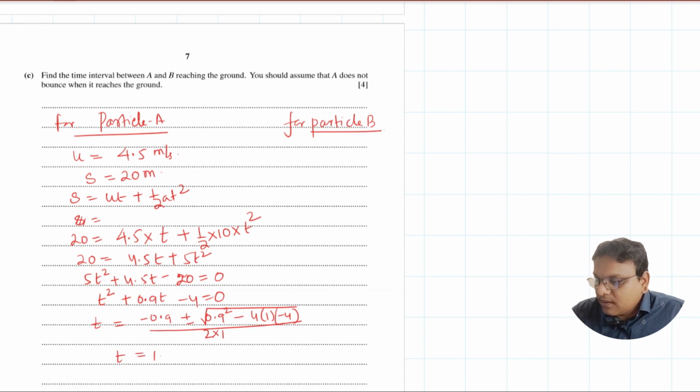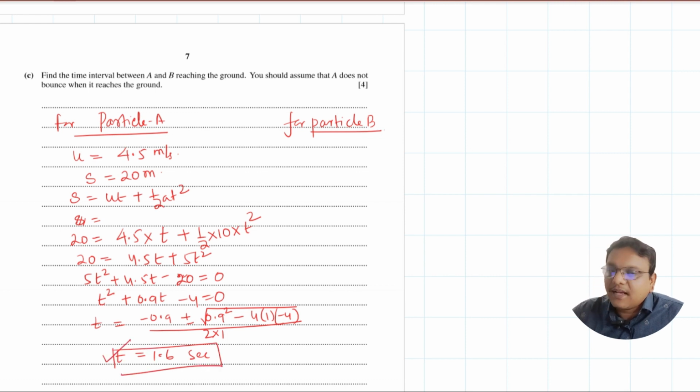So t I'm getting is 1.6 seconds. When you take the positive value, you'll get 1.6. Got it? Take the positive value, time cannot be negative, so don't take the negative value. Got it? This is for particle A. So how to find it for particle B?